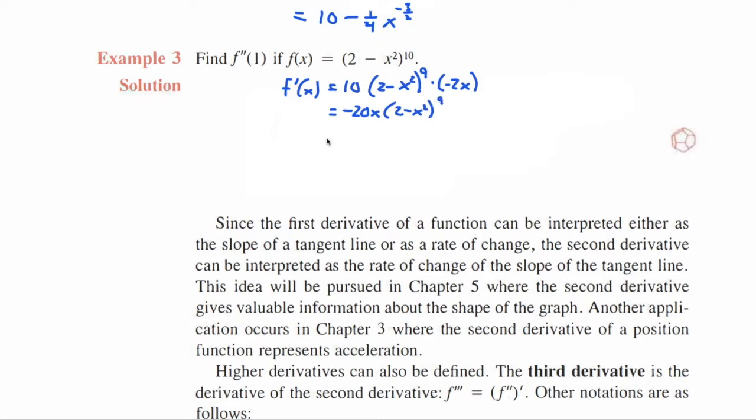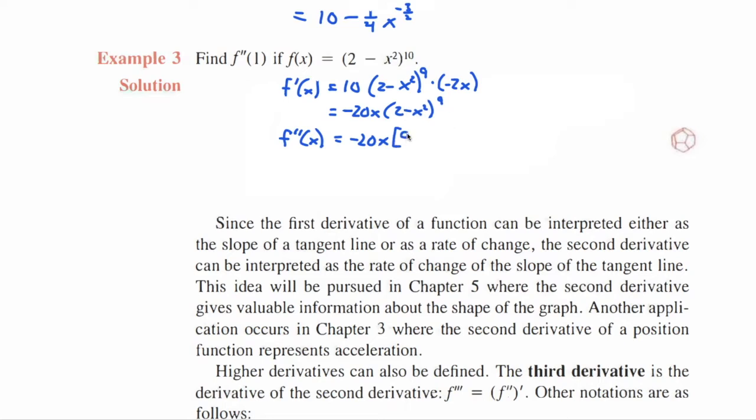Okay, now let's tackle the second derivative. So second derivative has 2 primes here, this f double prime of x. And now we have, it looks like, one function here multiplied by another function, and there is a composite function here because it's a simple function raised to the power 9. So we're going to have to use the power rule. So let's keep the first one the same. So negative 20x, and then the derivative of this composite function.